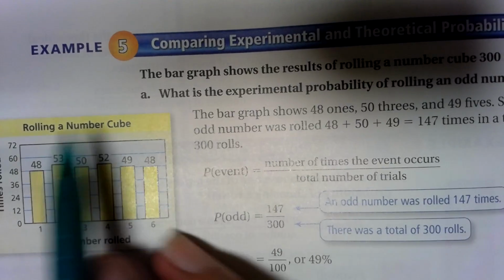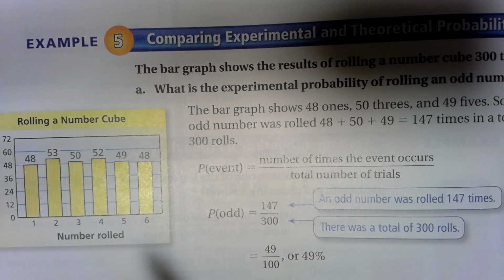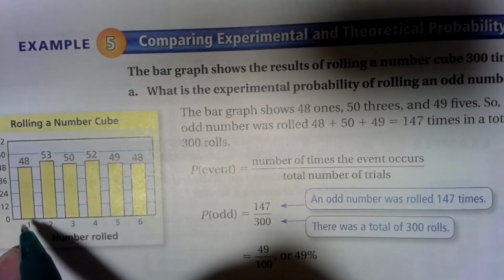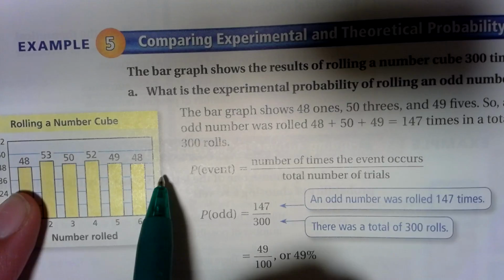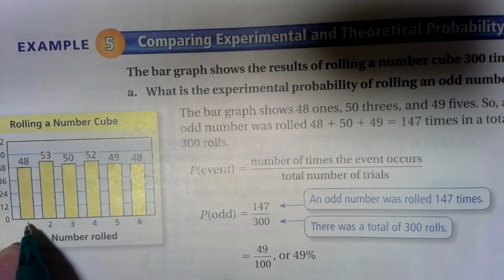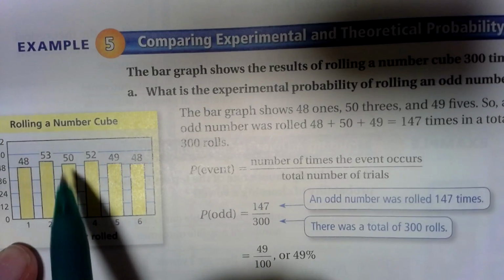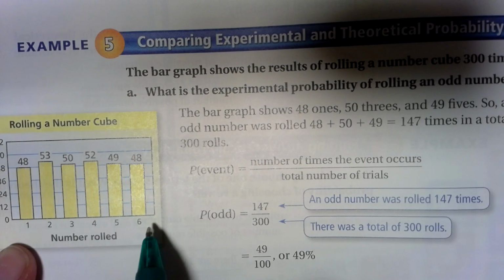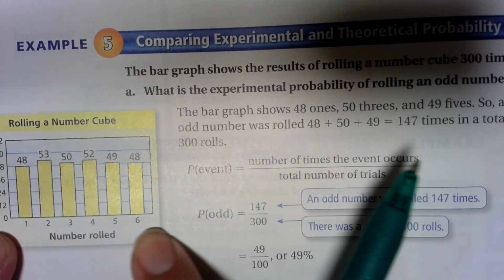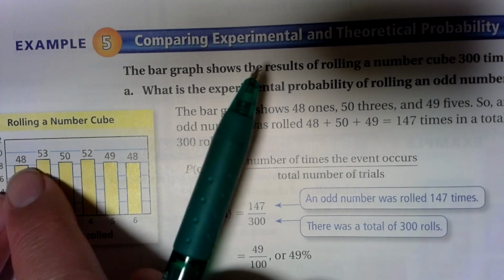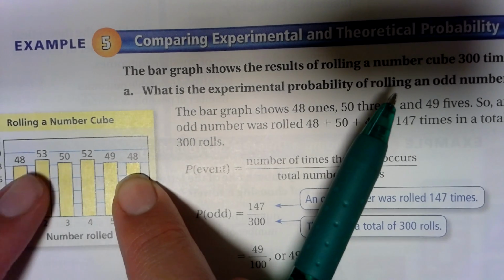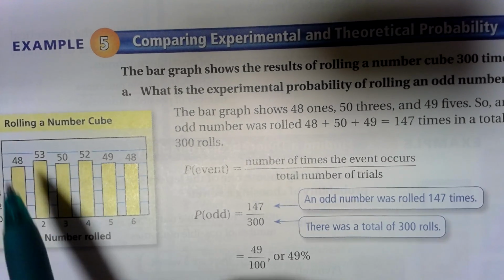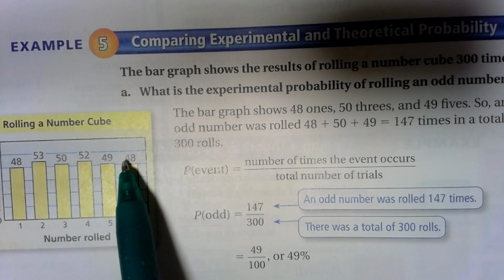I want you to take a look at this bar graph. How do we read this bar graph? So we have a number cube, 1 through 6, a dice. And this person did an experiment. 48 times rolled a 1, 53 times rolled a 2, 50 times rolled a 3, 52 times rolled a 4, 49 times rolled a 5, and 48 times rolled a 6. If you look at all of those numbers, that's the total number of times the person rolled the cube. So if you add these up, that would be the total number of trials.